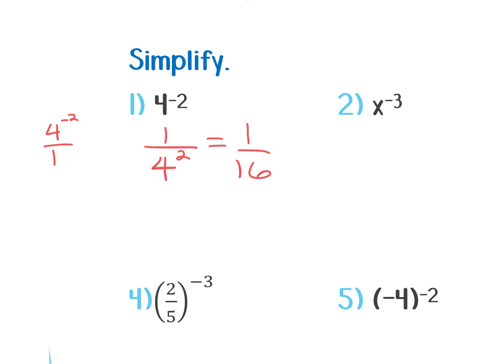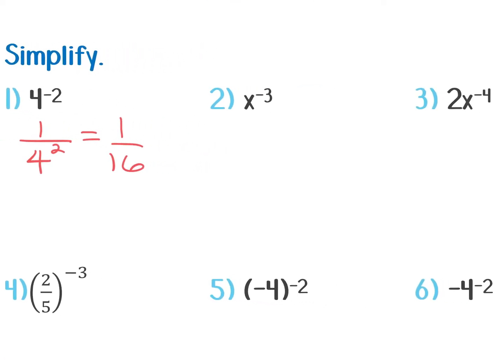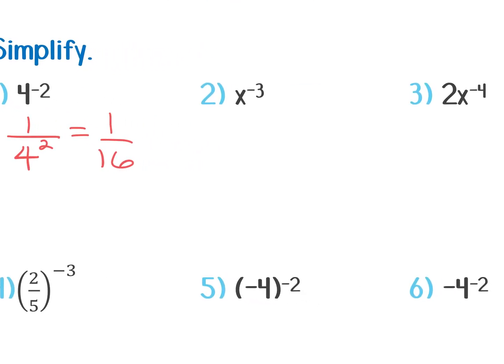Then for the next one, number 2, again, all we're going to do, if you want to put a 1 under it, so then you can flip it, you can. You don't need to. And then it becomes 1 over x to the third.